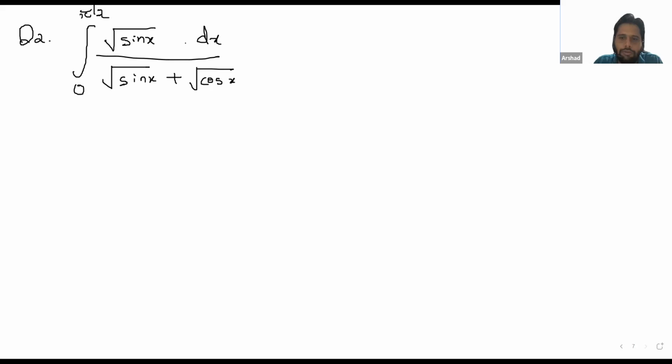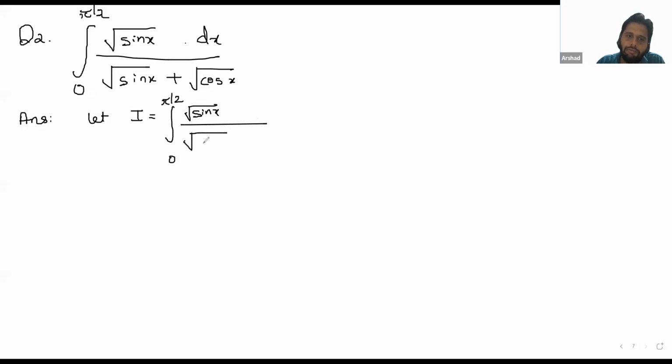No, no, no, this is not the right answer. The answer is very simple. Please do it in the same way as I have done the previous question. Apply the same property. Assume this, let I is equal to 0 to pi by 2 root sine x. After question 2 and 3, you can tell me in 5 seconds what the answer of this question will be. Please don't make this question complicated. Do the same thing.